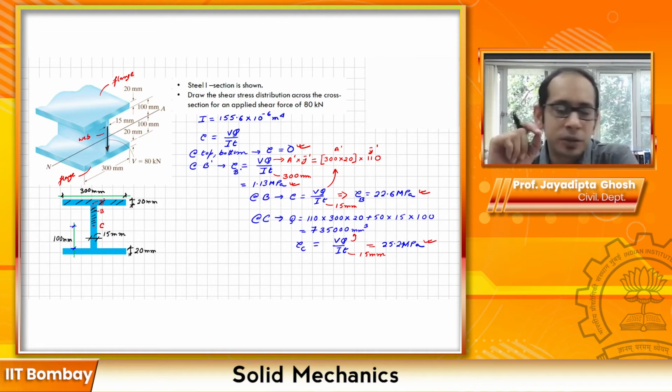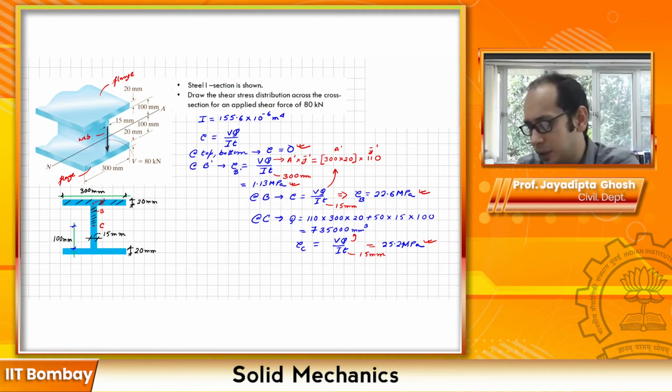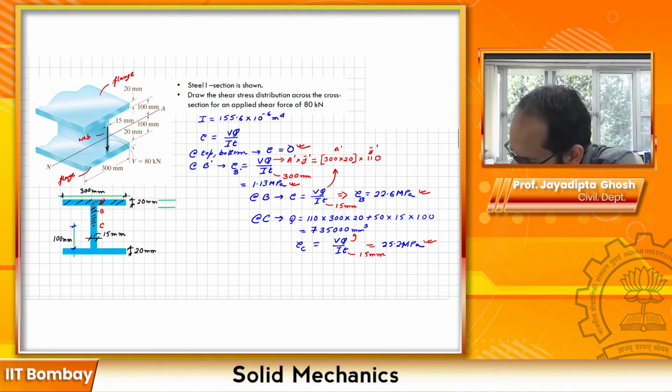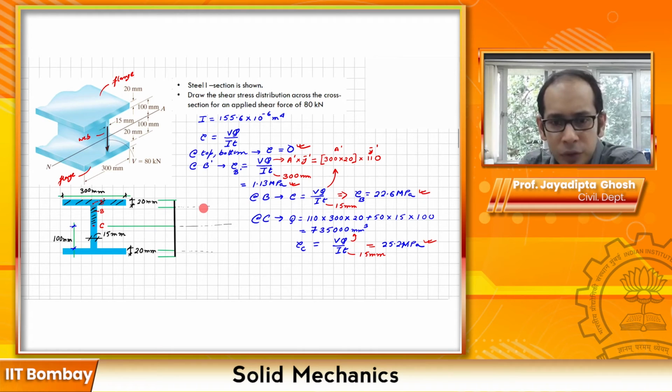And we know that since these sections are rectangles, you will have a kind of parabolic variation. So let us draw the variation across this entire section. I am going to draw this section in a 2D diagram, viewing from this side over here. So let's see how this variation happens. At the top it is equal to 0. Then at B prime it is 1.13, then just below B prime at B I am going to have a jump to 22.6, and then at C I will have 25.2.